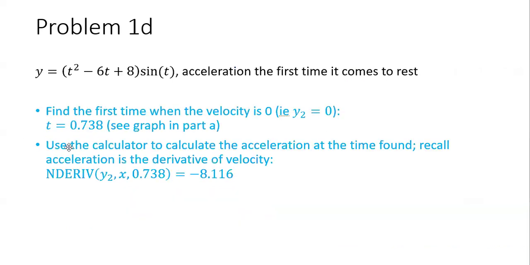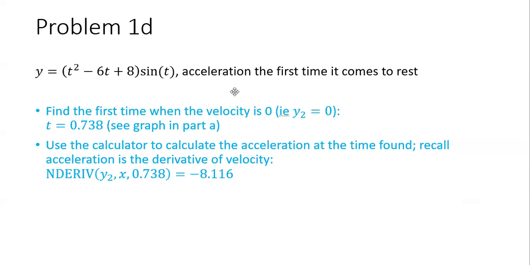And then we just go into regular calculator mode. You don't have to graph this. So we do this in the calculator and derive y2, which is y prime, comma x, comma 0.738. What does this mean? This means we want the derivative of y2 with respect to x at the value x equals 0.738. Since y2 is the first derivative, we are asking the calculator to help us find the second derivative of y with respect to x at x equals 0.738.